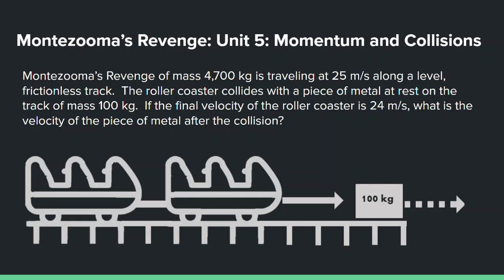So the last situation we have involving the roller coaster deals with momentum and collision. So the roller coaster, which we know has a mass of 4,700 kilograms, is traveling at 25 meters per second along a level and frictionless track. And the roller coaster collides with a piece of metal of mass 100 kilograms. The final velocity of the roller coaster after the collision is 24 meters per second, so we need to find what the velocity of the piece of metal is after the collision. So here we have the roller coaster, it travels at 25 meters per second, hits this piece of metal, and then the roller coaster only slows down by 1 meter per second, so we need to find how fast this piece of metal is moving.